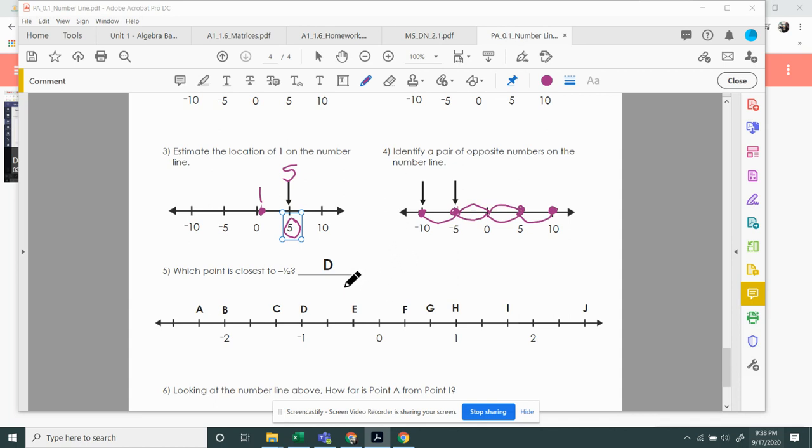But finally, we are asked which point is closest to -1/2. Let's be careful. Let's not miss that negative sign. So -1/2 is right there. Look at E. E is not on 0. E is at 1/4. And I'm thinking because E is on 1/4, that E is closer.